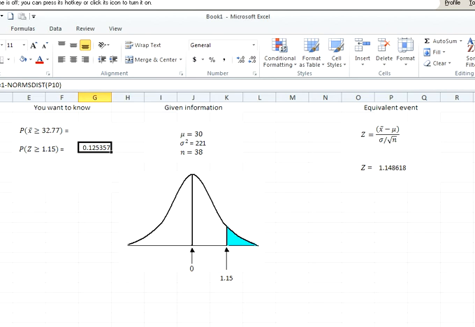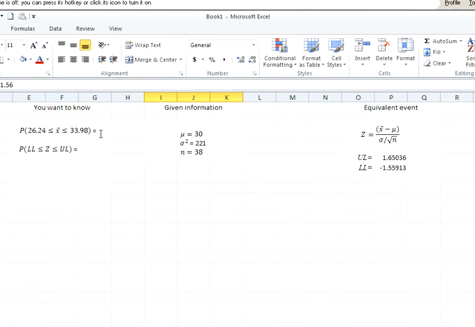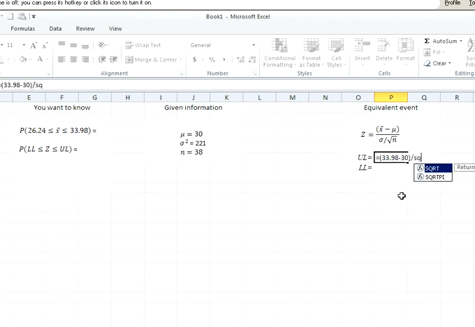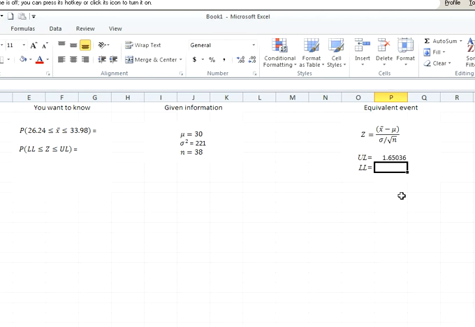Now there is another type of question you will be asked, which is two-sided. For example, x bar is less than this and greater than that. So there is an upper limit and there is a lower limit. So you have to convert now into two equivalent z's, one for the upper limit, another for the lower limit. For the upper limit, you're going to do exactly the same thing. You're going to say equal to the upper limit, 33.98, minus 30, divided by the square root of 221 divided by 38, right? So if you enter, 1.65, okay, good.